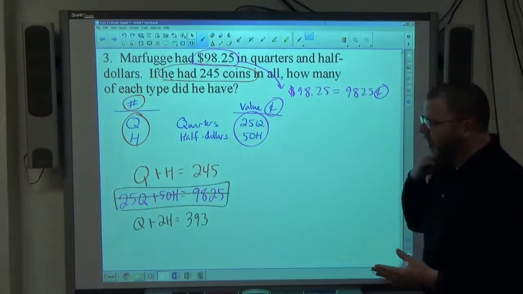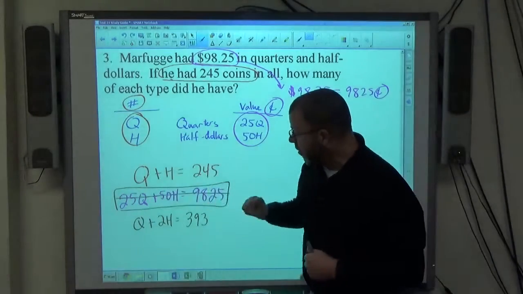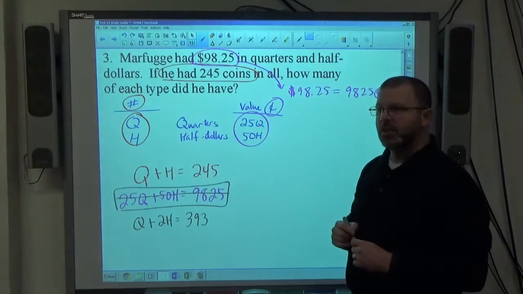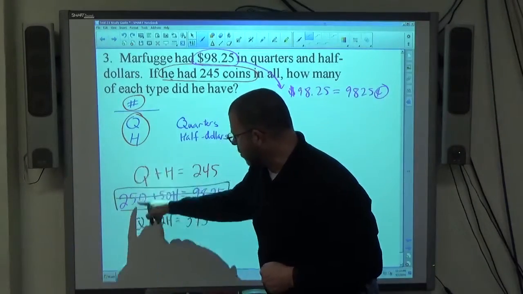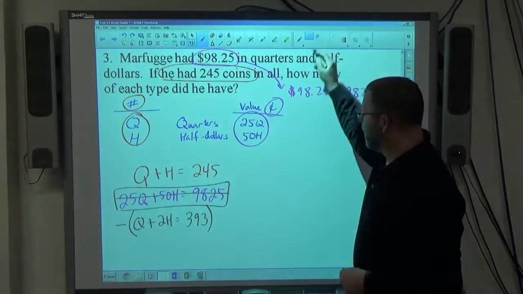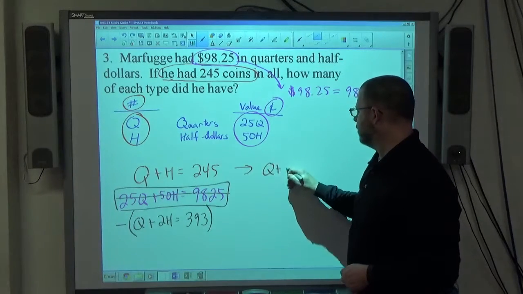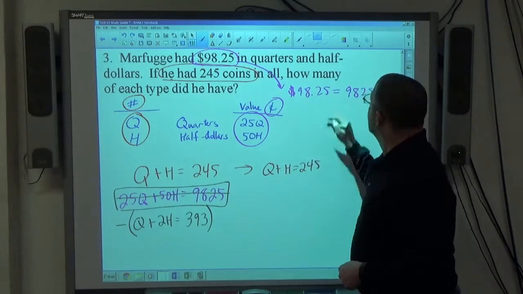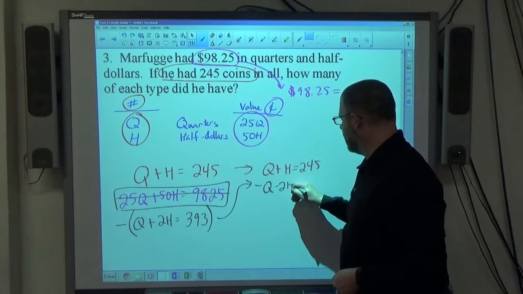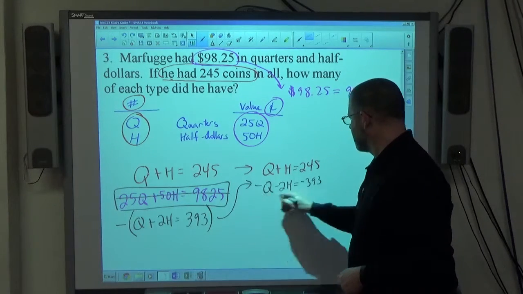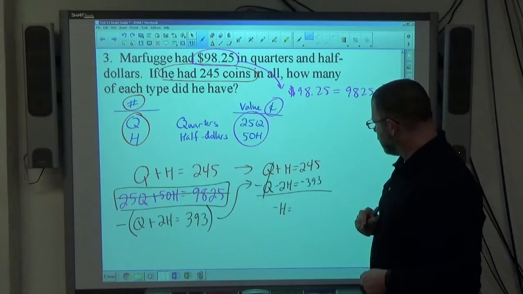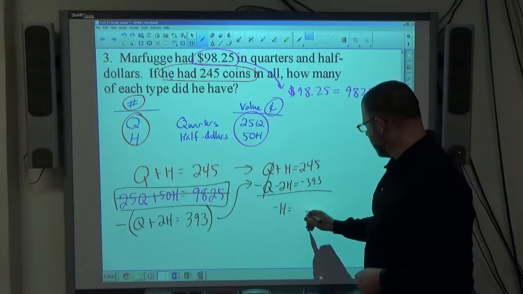So at this point, I'm looking at my system of equations that I have, 2 variables and 2 equations. Q, H equals number. It's set up best for elimination. I'm going to eliminate Q because that's Q, that's Q. All I have to do is change the signs. I'm going to make this one negative. So what we end up with is, this stays Q plus H equals 245. The black equation transforms to negative Q minus 2H equals negative 393. Q minus Q cancels. H minus 2H is negative 1H. 245 minus 393 is negative 148.